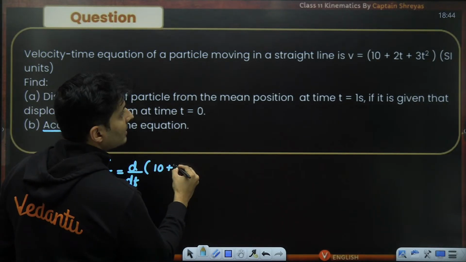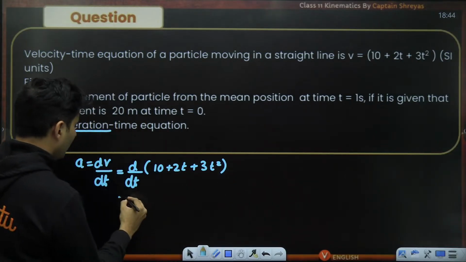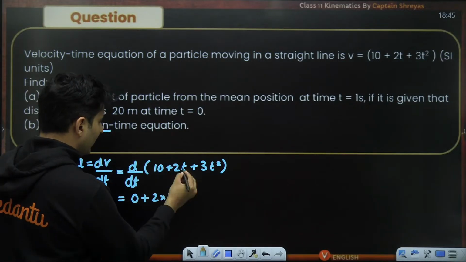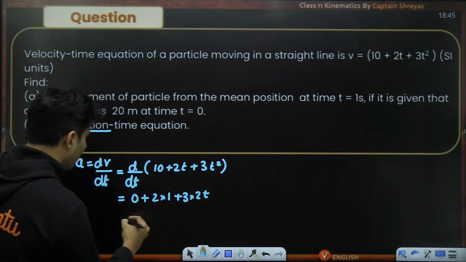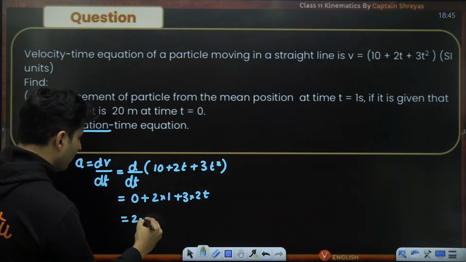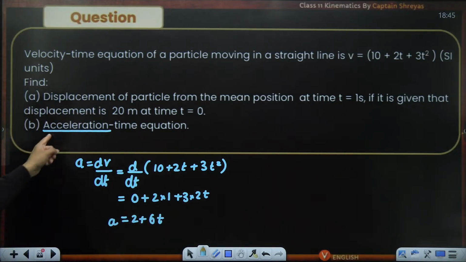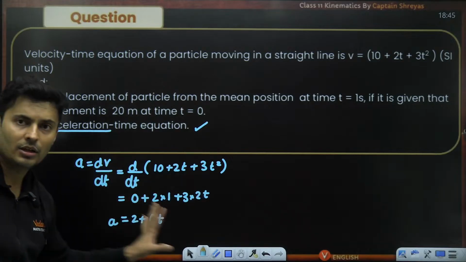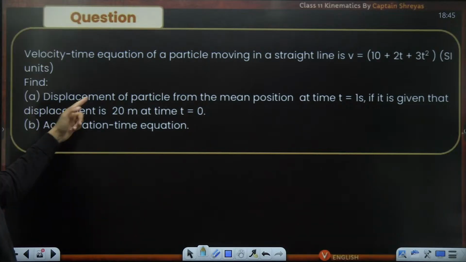10 plus 2t plus 3t square. Okay, 10 is a constant, so derivative is 0. T's derivative with respect to time is 1. 3 is a constant, t square's derivative is 2t. So therefore, it will be 2 plus 6t. That is the acceleration. So we found the acceleration time equation. This is done, dusted, sorted. 2 plus 6t in general. Now let's go to the first part.